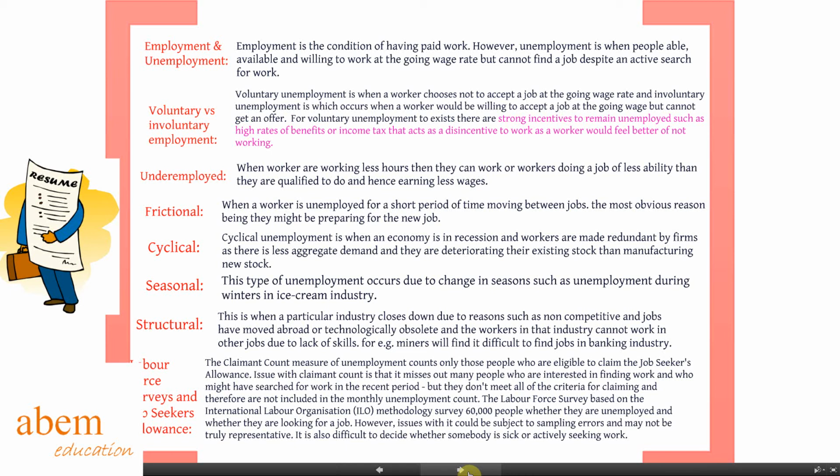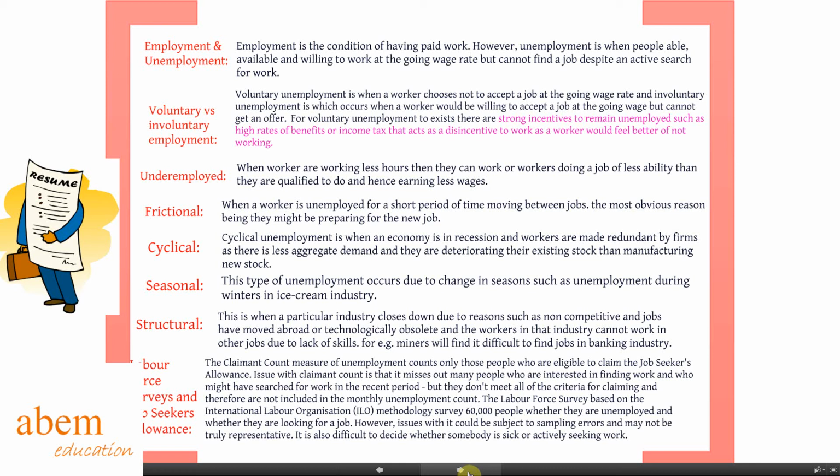For voluntary unemployment to exist, which is quite important to understand, there are strong incentives to remain unemployed, such as higher rates of benefits or income tax that act as a disincentive to work. The worker would feel better off not working. So we have people who do not want to go back into employment because they find that the benefits are enough for them to live on. Or people would not want to work hard because the more money you earn, you might be paying a lot more proportion into your taxes. Taxes then act as a disincentive for people to work.